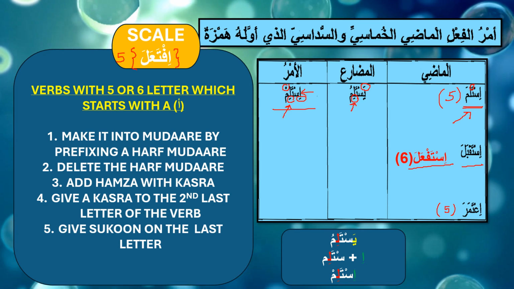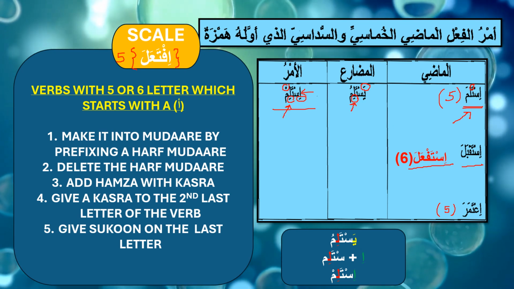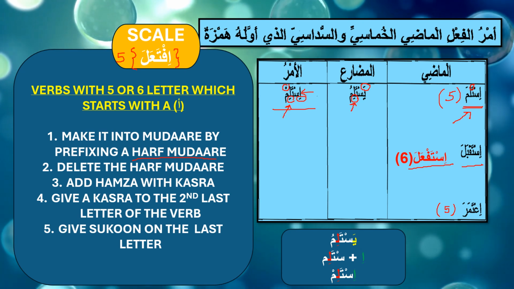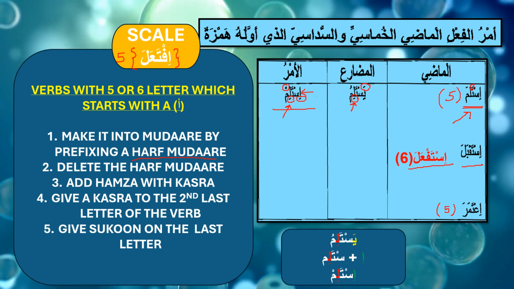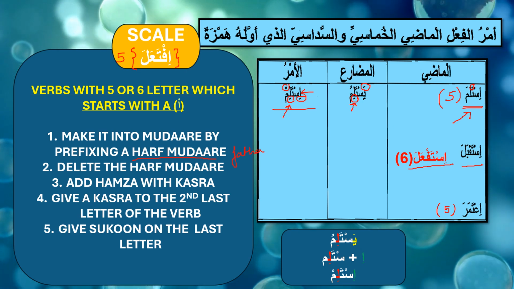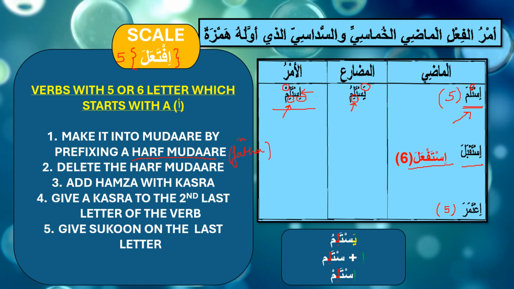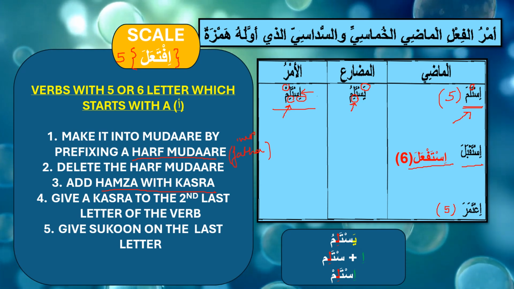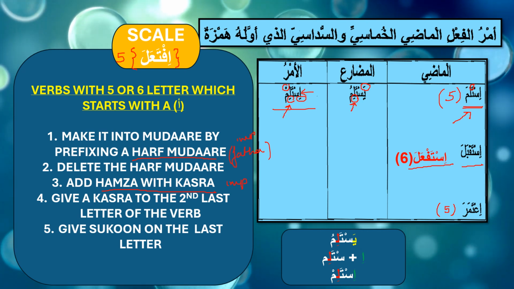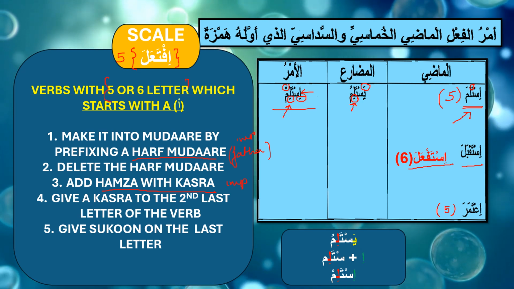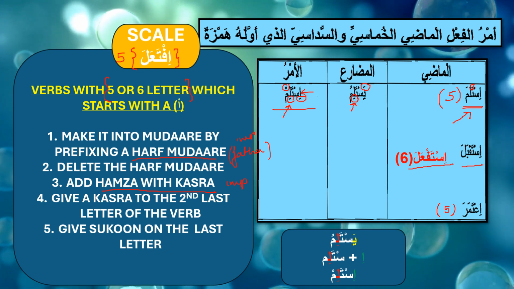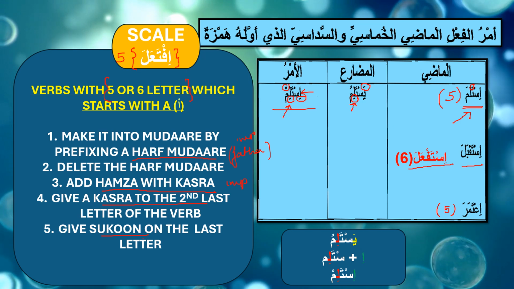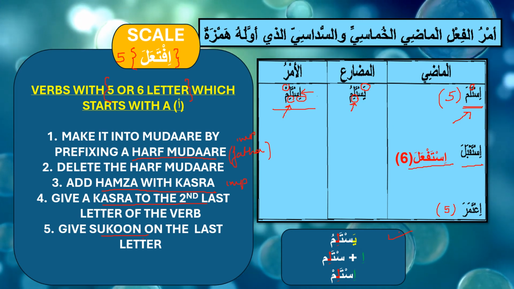For example, the main points here are prefixing with the harf mudare. As you know, you need to make it into a present tense, and the harf mudare has a fatha. So this is one more important point, having a fatha over the harf mudare. The second point is adding the hamza with kasra. This is another important point for the 5-letter and the 6-letter verb. So this is most important in this scale. And then giving a kasra to the second last letter of the verb and giving a sukoon on the last letter. So I've given you the step by step.